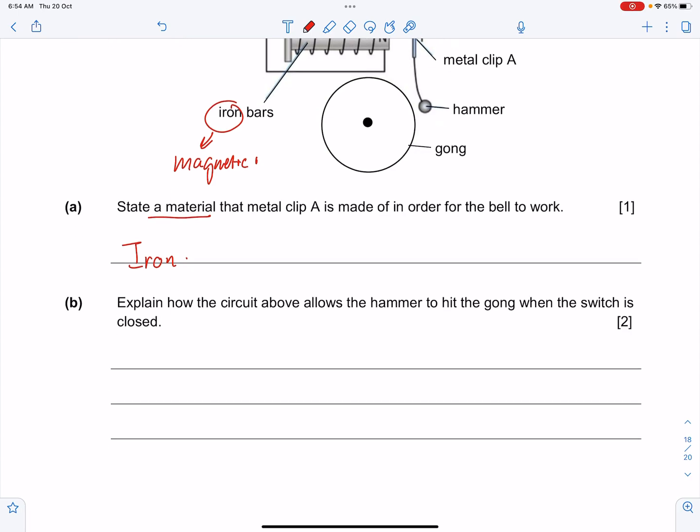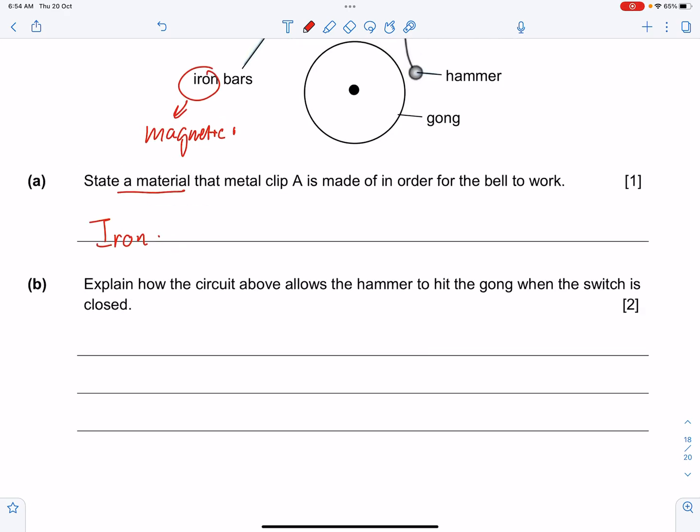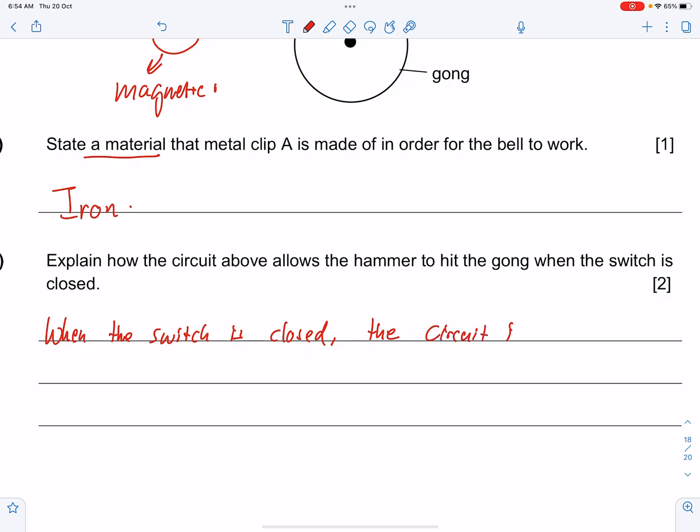Explain how the circuit above allows the hammer to hit the gong when the switch is closed. So this over here, I will use my CEO. So the first thing I want to say would be, when the switch is closed, okay, my first C, circuit is closed or complete.